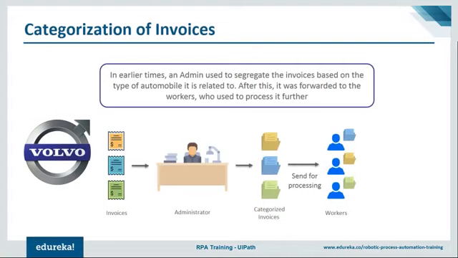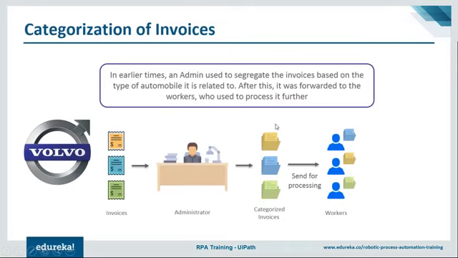Volvo had this process wherein they used to process the invoices this way. There was this administrator who used to get all the invoices by mail, and by the subject lines of these mails, the administrator used to segregate or categorize these invoices for different departments. For example, this could be your accounts department, this could be your HR department, this could be your IT department. So for all these departments, the administrator's job was to categorize invoices and send them the invoices.